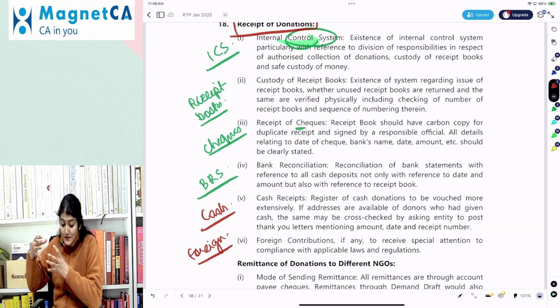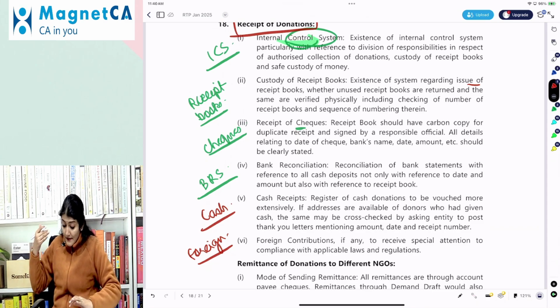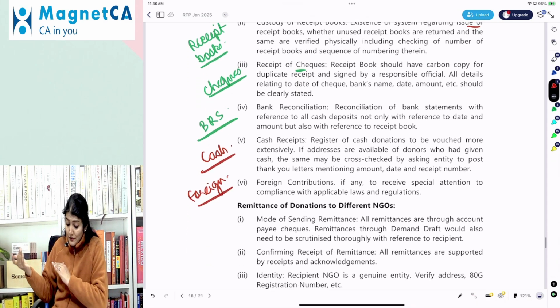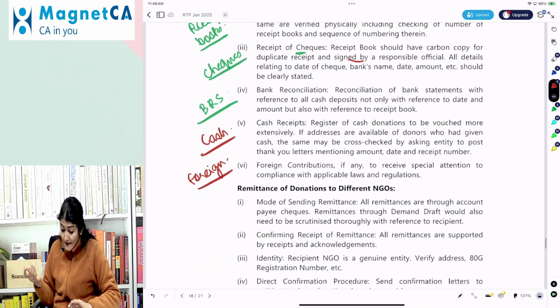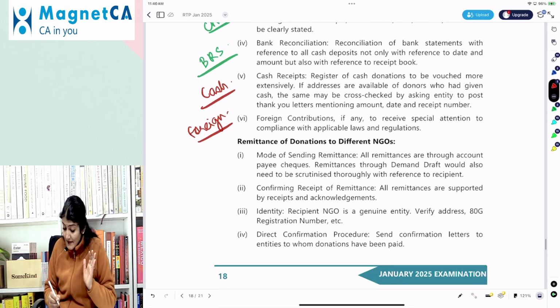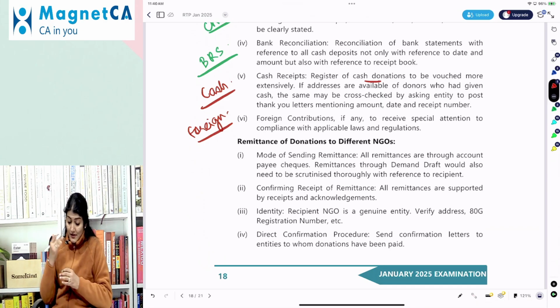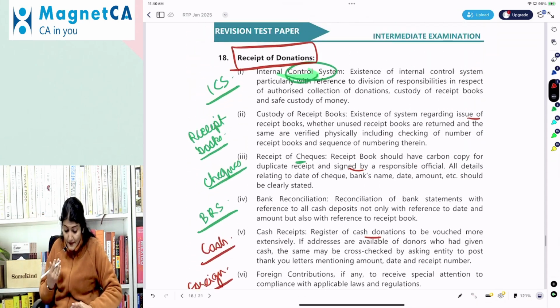Right? So existence of internal control system, existence of system for issue of the receipt book. Right? Then receipt book should have a carbon copy of the duplicate receipt and signed by a responsible official. Then reconciliation of the bank statement. Then after that, the cash receipts, the register of the cash donation, and then the foreign contributions if any. Right? So that is the receipt of donation.